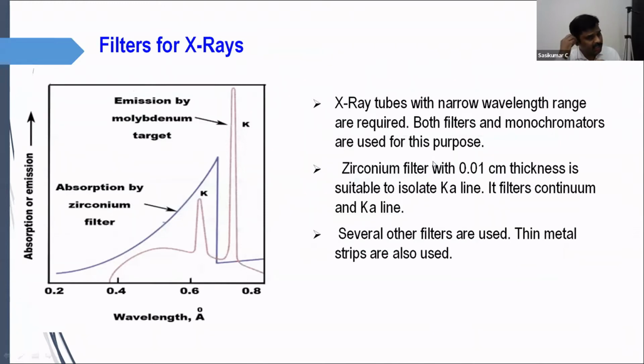So when we generate X-rays, the X-rays are not monochromatic. There are multiple wavelengths. So naturally, the results will be confusing if you are analyzing with multiple wavelengths. So what we need to do is filter out the additional X-rays which are coming out.